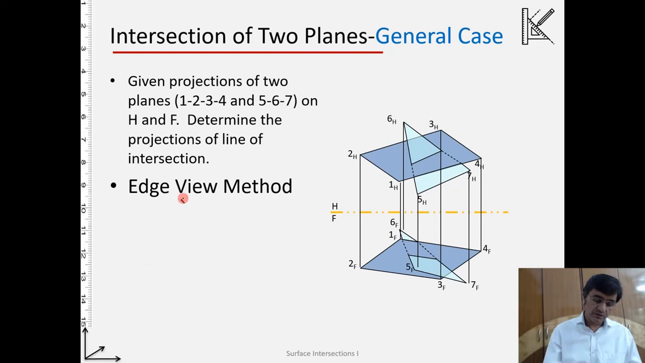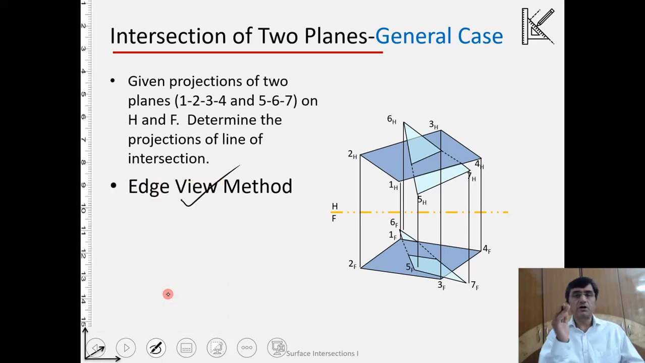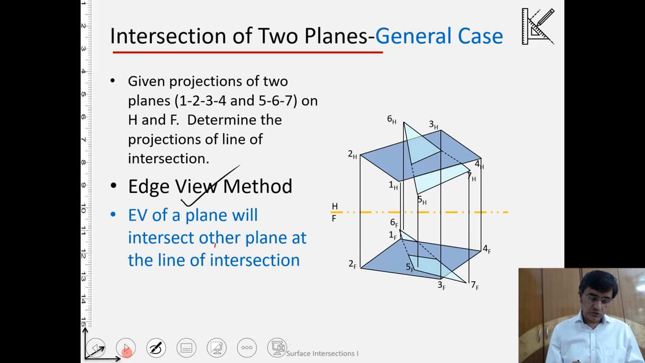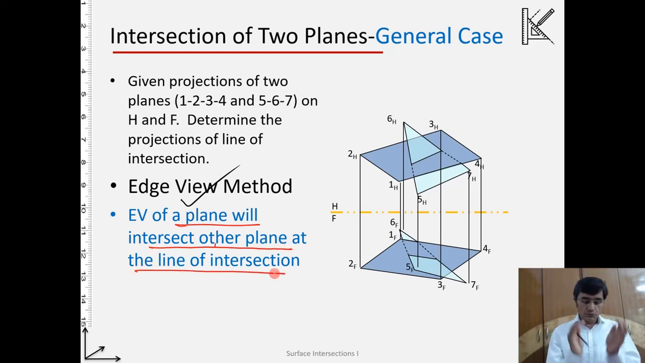To solve it, we'll use the S-view method first, and then later on we'll do it by the cutting plane method also. To create the S-view, we need to create the S-view of one of the planes. So let us do that. As the basic rule, the S-view of a plane will intersect the other plane at the line of intersection. So we'll make use of this concept.